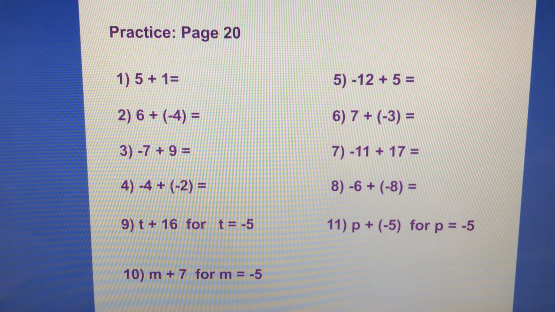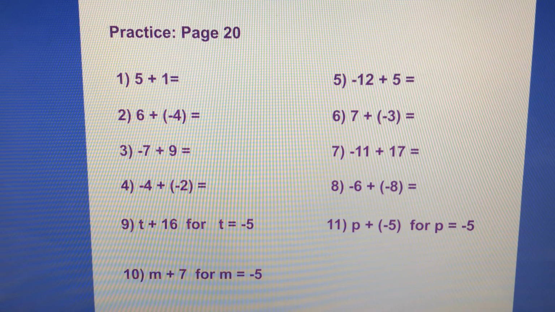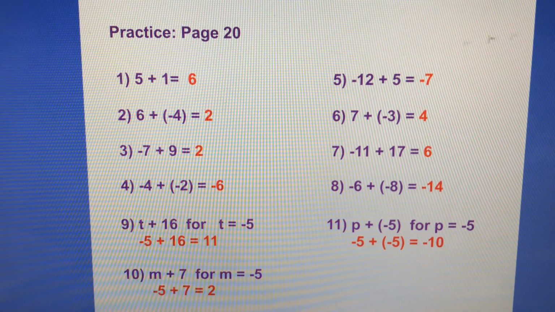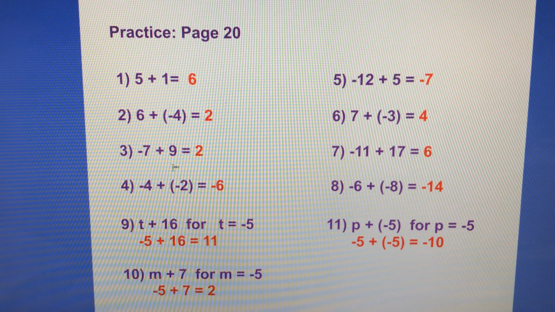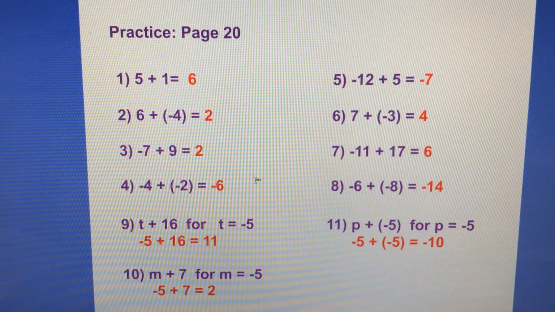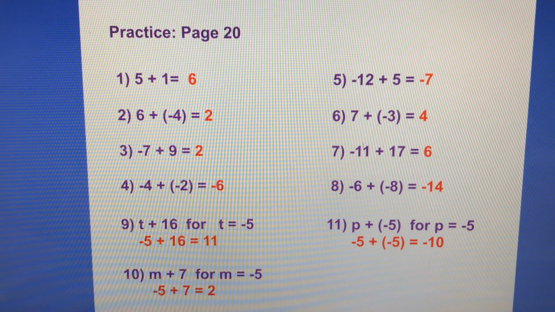Here are some practice problems that I think you should pause the video and take a look at. So go ahead and pause. Welcome back, and let's take a look at the answers. Be very careful. You can see whenever the larger digit is a negative, your solution will be a negative. Same sign, keep that sign.